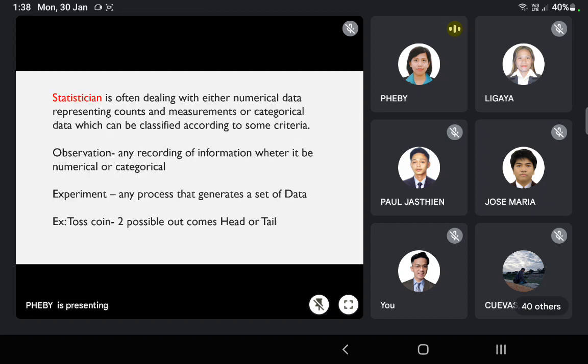A statistician is often dealing with either numerical data representing counts and measurements, or categorical data which can be classified according to some criteria. Observation is any recording of information, whether it be numerical or categorical. So yung mga data na nakokolekta ng statistician, that is the observation.